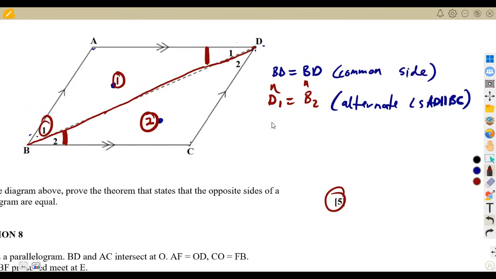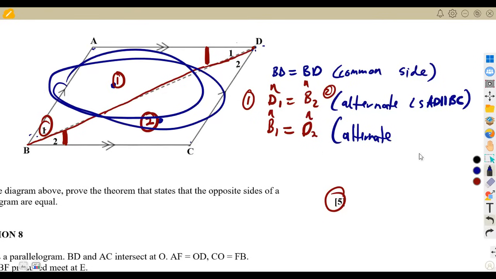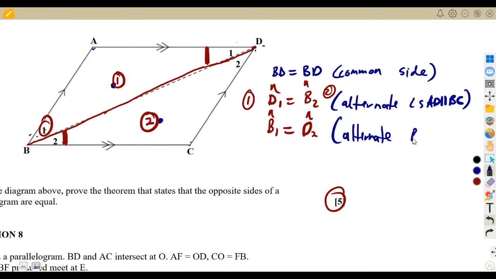So it's going to be angle B1 on triangle 1, and this is on triangle 2. B1 is equal to D2 on triangle 2. These are also alternate angles, but for which sides are parallel? AB and CD. This is from AB parallel to DC.